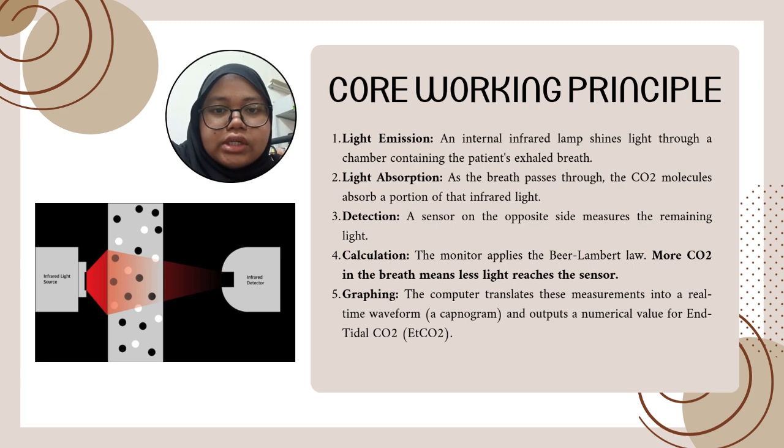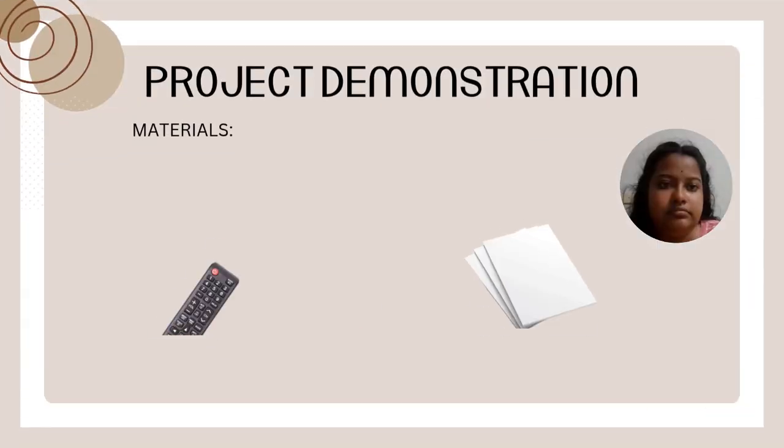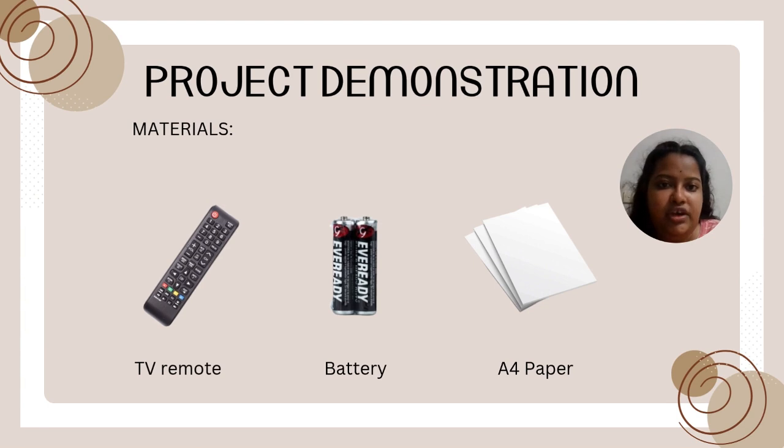For the calculation, number 4, the monitor applies the Beer-Lambert law. So more CO2 in the breath means less light reaches the sensor. And the last one is graphing. The computer will translate these measurements into a real-time waveform, that is a capnogram, and outputs a numerical value for end-tidal CO2.